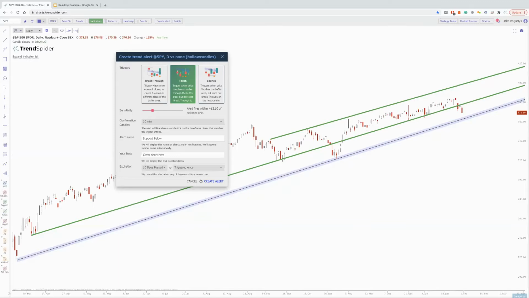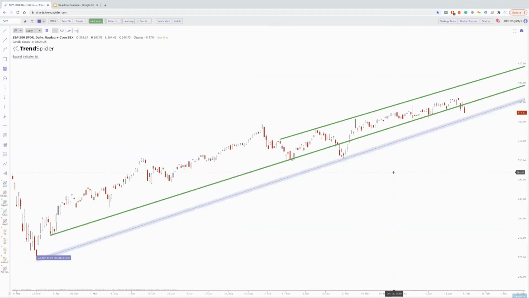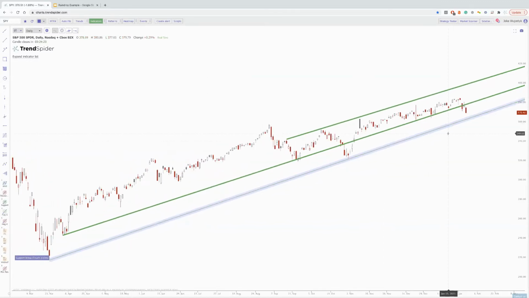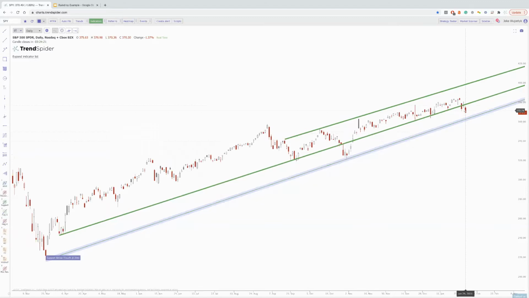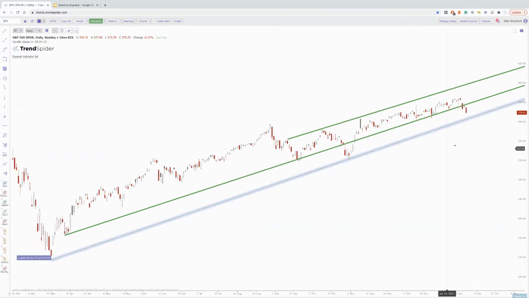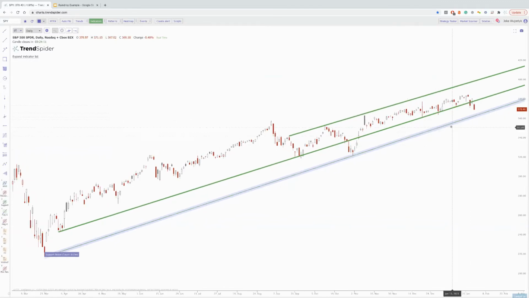So create the alert. The alert is now created. I don't have to watch this chart anymore. I simply get this alert on my phone or my email whenever the price gets to this area below, let's say around 364, 365, give or take a couple dollars based on this sensitivity. And then I just move on with my life and I can go do something else that doesn't involve staring at the screen all day.